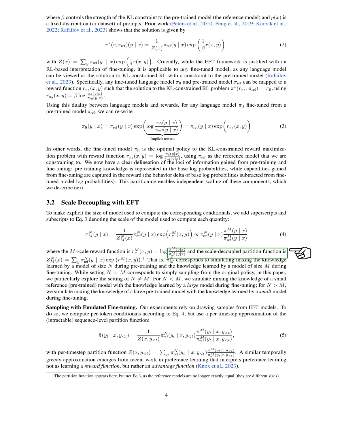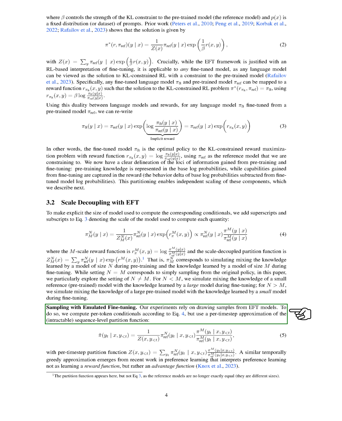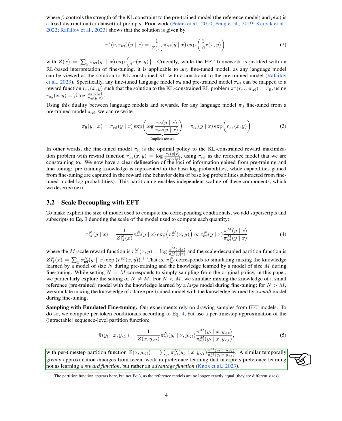With EFT, we can decouple the scale of the model used to compute each quantity. This allows us to simulate the mixing of knowledge learned by a model of different sizes during pre-training and fine-tuning. In this paper, we're particularly interested in the setting where we mix the knowledge of a small pre-trained model with the knowledge learned by a large model during fine-tuning, and vice versa. Our experiments involve drawing samples from EFT models. To do this, we compute per-token conditionals, but use an approximation of the sequence-level partition function at each time step. This approach is similar to recent work in preference learning.